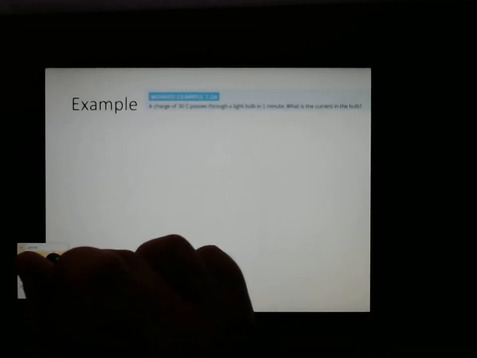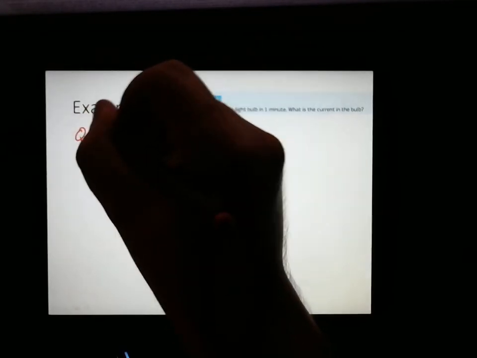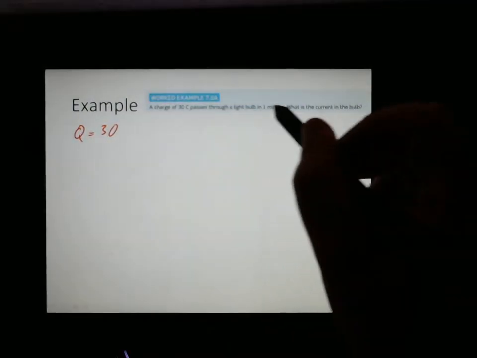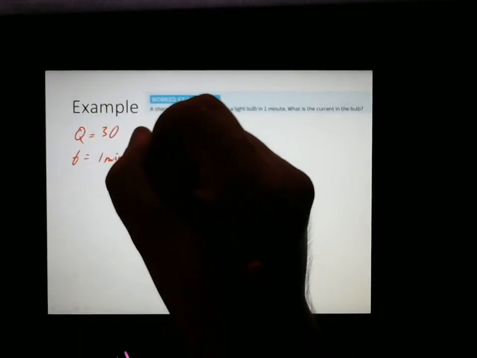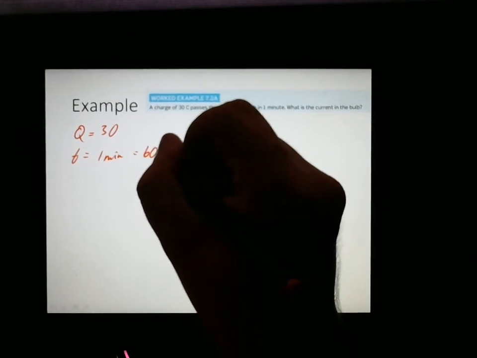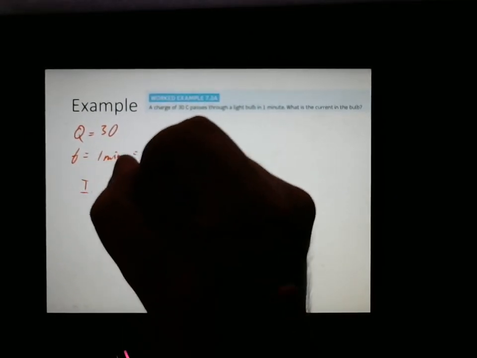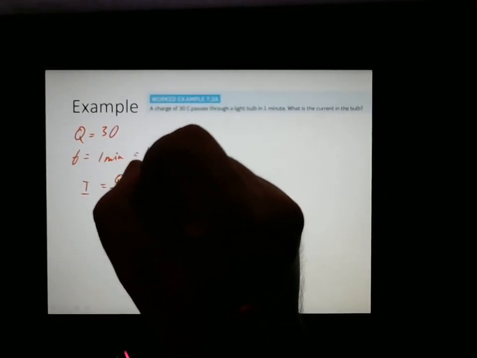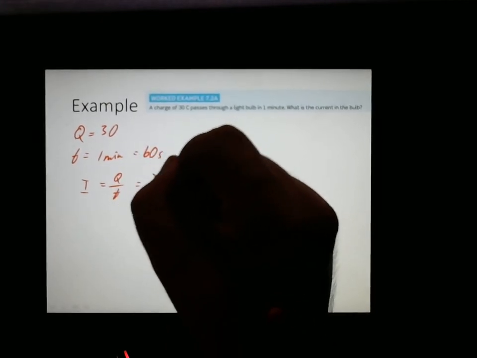So we've got a charge, Q equals 30, and we're told that time equals 1 minute. Remember, we've got to convert that into our SI unit, which is seconds. And now, plug and play. I equals Q over T equals 30 over 60.